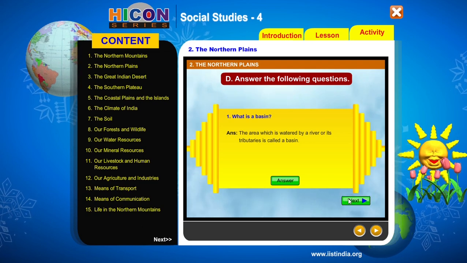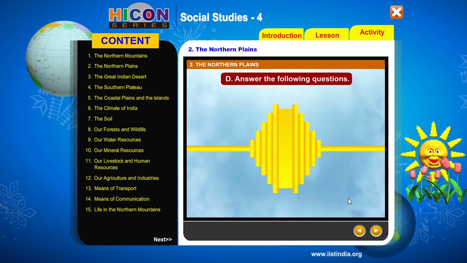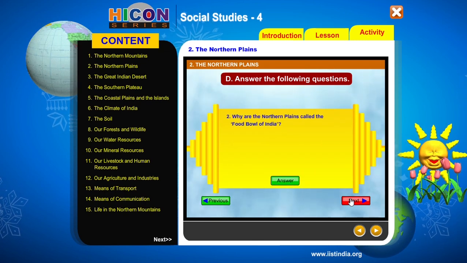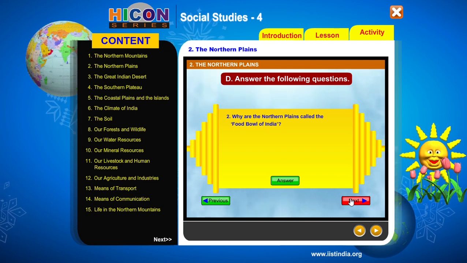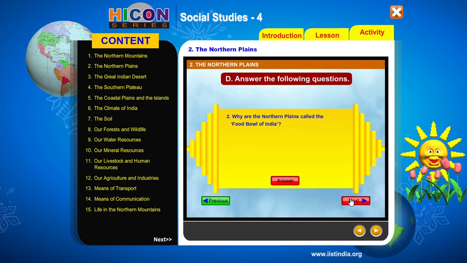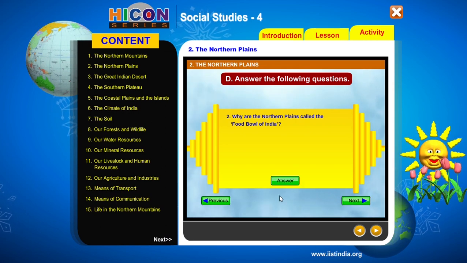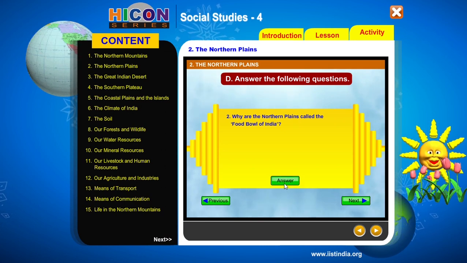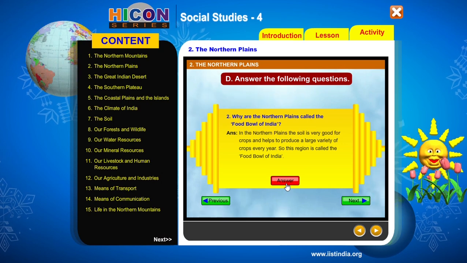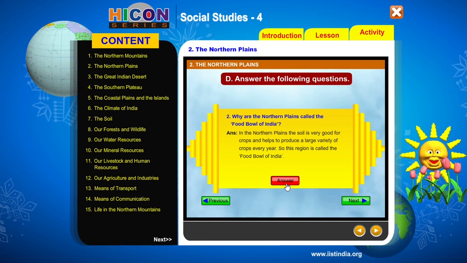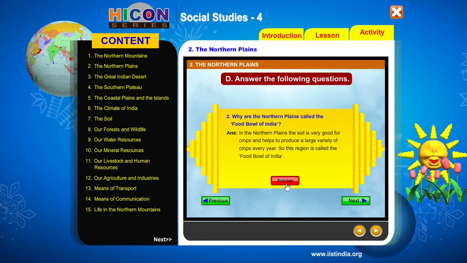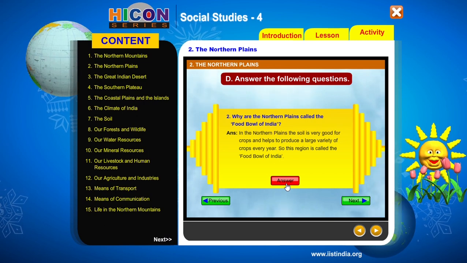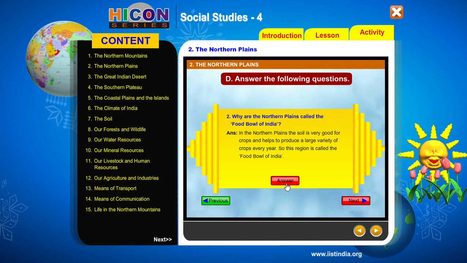The next one. Why are the northern plains called the food bowl of India? We know the northern plains are also known as the food bowl of India, isn't it? So why is the northern plain called the food bowl of India? Answer, in the northern plains, the soil is very good for crops and helps to produce a large variety of crops every year. So, this region is called the food bowl of India.